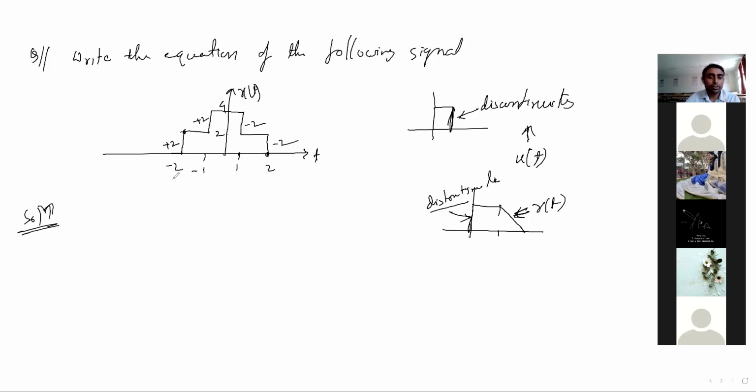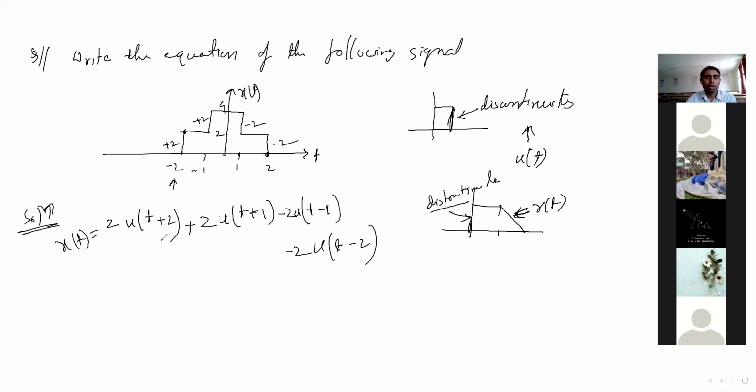Now you can easily write the unit step signal. Positive 2 means 2u(t), and the time duration starts at minus 2, so it is u(t+2). Again for this positive 2, another 2u(t+1) will come. At 1, since minus 2 is there, you write minus 2u(t-1), because the transition has happened on the positive side. Similarly, another minus 2u(t-2). So this is the ultimate signal x(t). Here there are 4 unit step signals because 4 discontinuities are there.